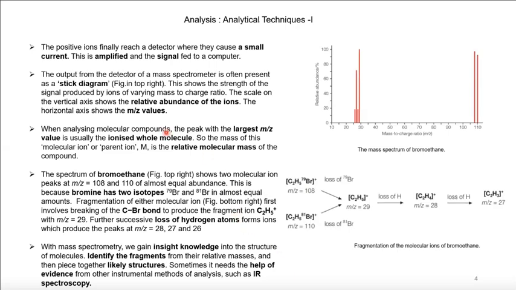Well, the positive ions then finally reach the detector, as I said, and they will cause a small current. This current is then amplified and the signal is fed to a computer. And then we can print it in a diagram, and the spectrometer output is often presented as a stick diagram, as you see here. The x-axis is the mass to charge ratio, that is m/z. This is the relative abundance, the percentage of relative abundance, you see.